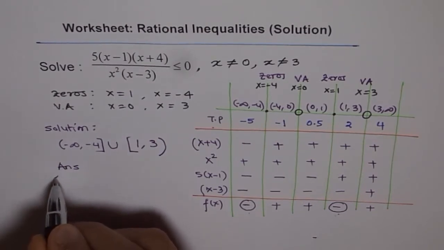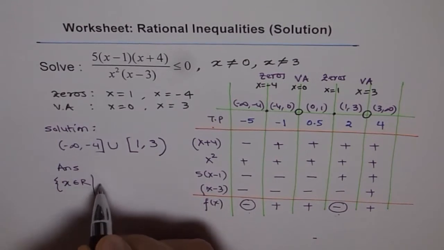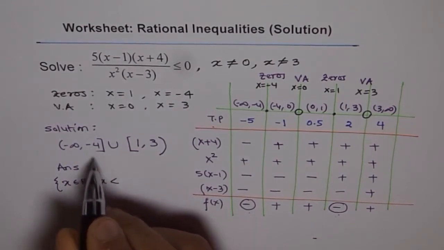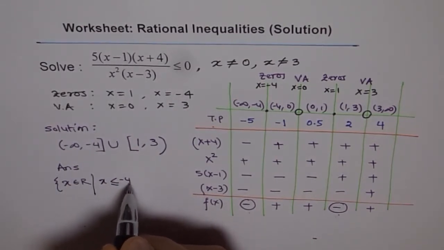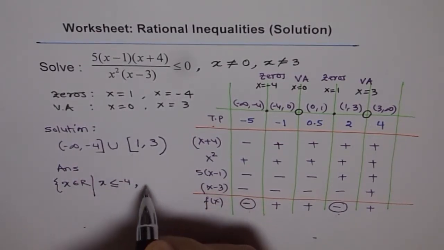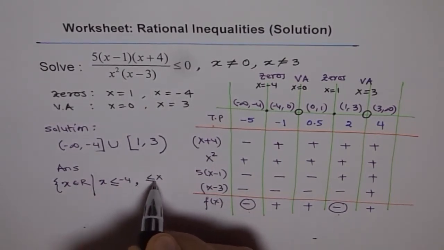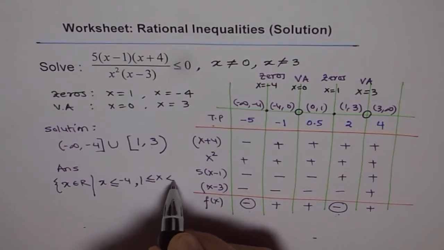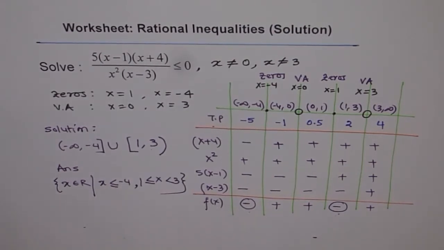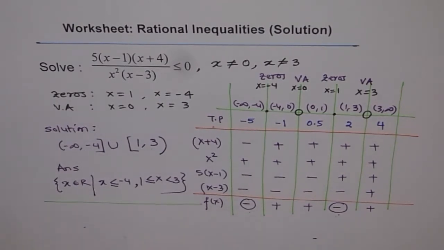You can also write it in set form, saying x belongs to real numbers where x is less than or equal to minus 4, this is one part, and where x is greater than or equal to 1 but less than 3. So that could be written in the set form. So like this you can write your answer. At times you may be required to write the answer on a number line. So I'll show you that also, the answer on a number line.